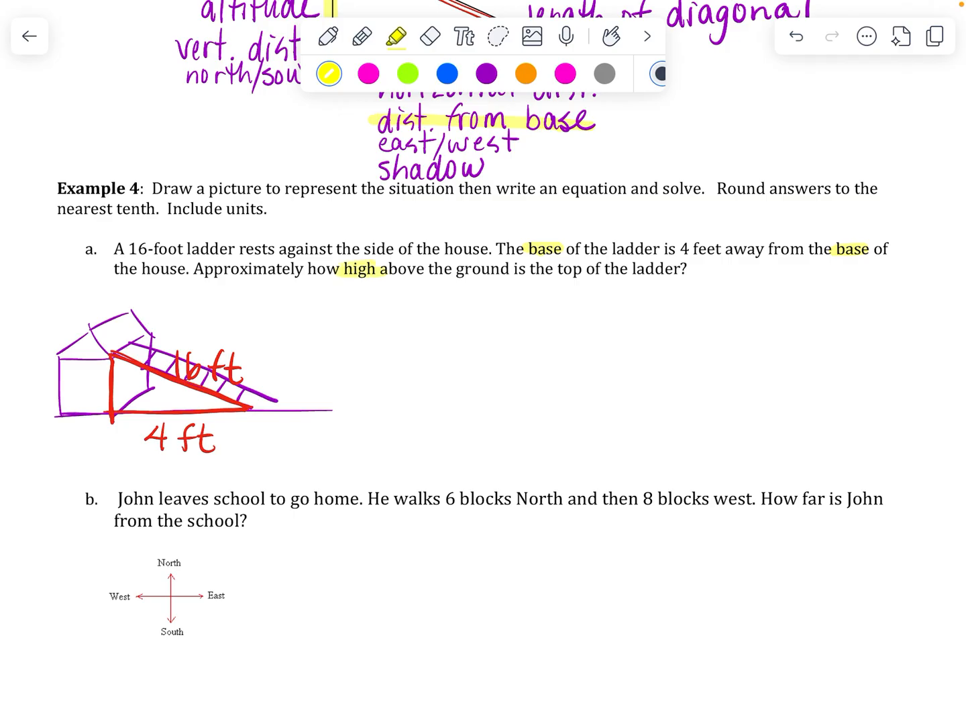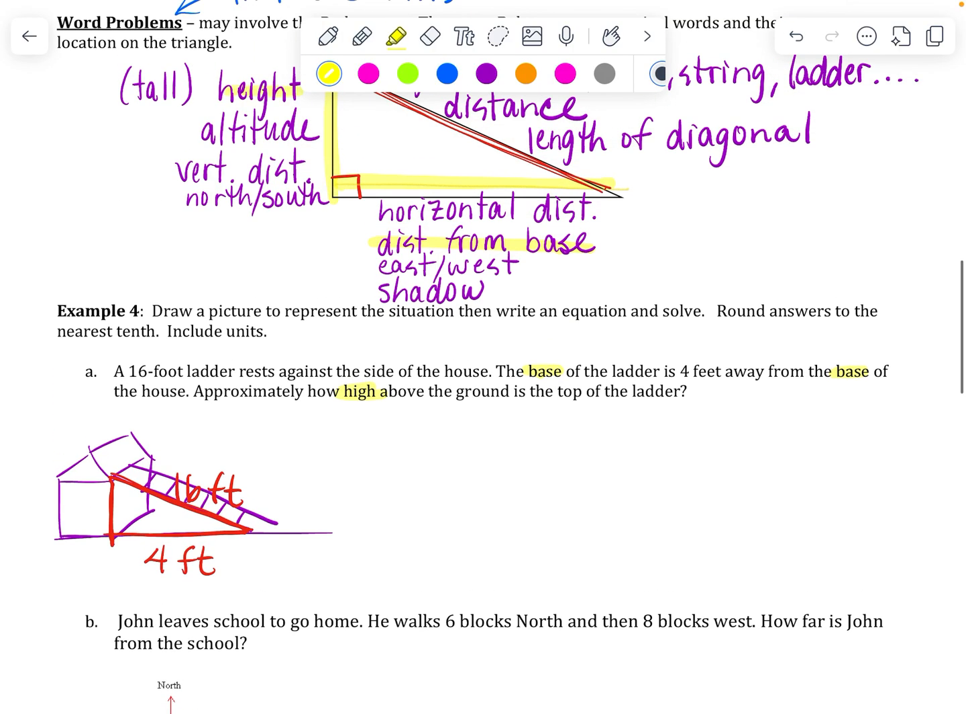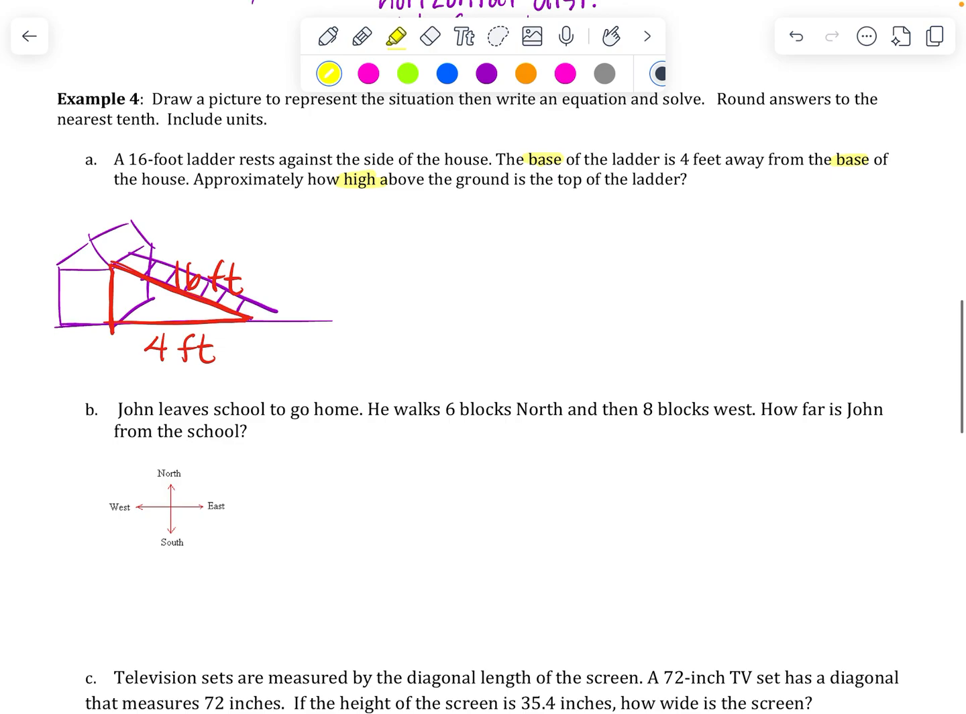And it says how high above the ground? Heights are your vertical leg. That's the thing we don't know. So we're going to put an X on that. So that's what your triangle should look like. You have a right triangle because the side of the house is meeting the ground at a right angle. You know the hypotenuse, you know the horizontal leg, you just don't know the vertical leg.